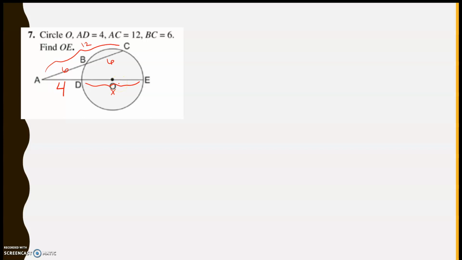When I'm solving this, I have 2 secants, so I'm going to do my secant exterior, which is 6, times my secant whole, which is 12. So 6 times 12 is equal to the secant exterior, 4, times my secant whole, the outside plus the inside, 4 plus x. Distributing, 6 times 12 gives me 72, equal to 16 plus 4x. Subtracting 16 from both sides, I get 56 equals 4x, which means x is equal to 14.